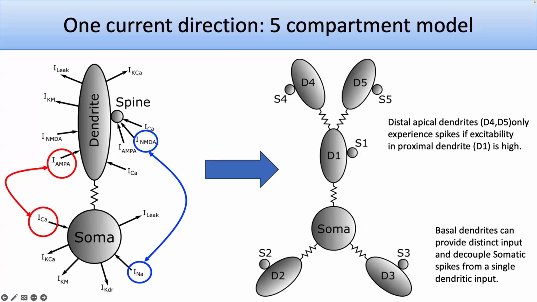So by having different branches, the somatic spikes are less correlated with any one specific input. So we're trying to decorrelate the off-diagonals and correlate the diagonals to make things more stable. But we have some other ideas as well.